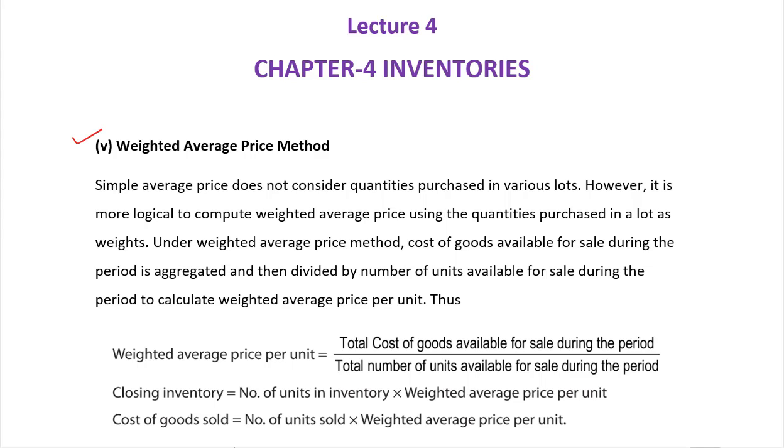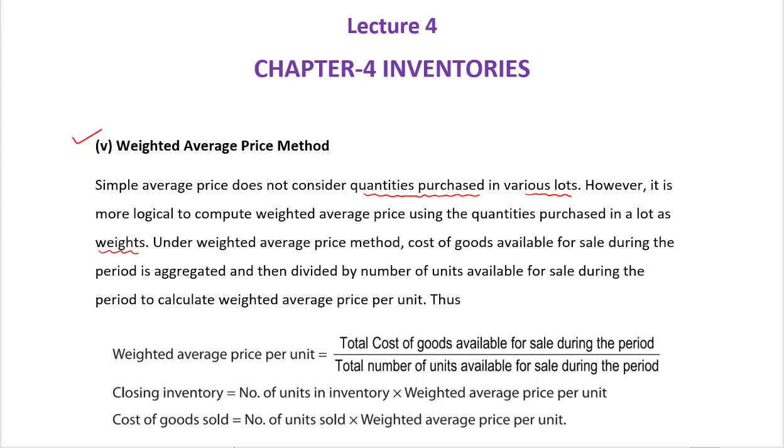Let us begin the fifth topic, point number 5, weighted average price method. We have already done average price method in the last class. In this class, we are beginning with weighted average price method. Simple average price does not consider the quantities purchased in various lots. However, it is more logical to compute weighted average price using the quantities purchased in a lot as weights.